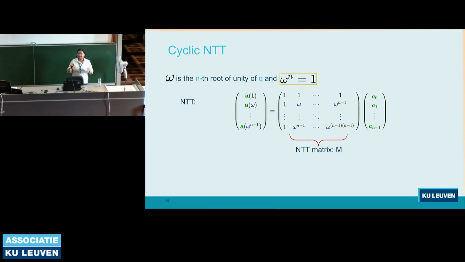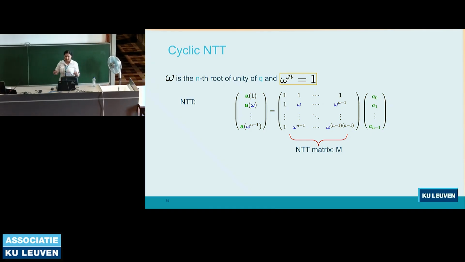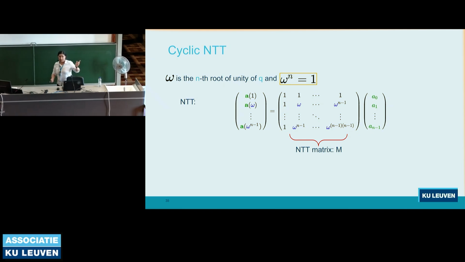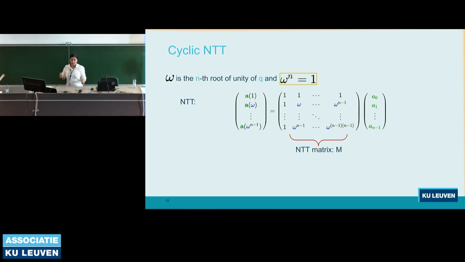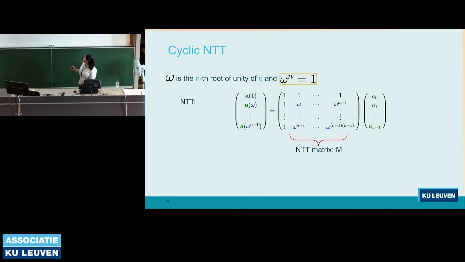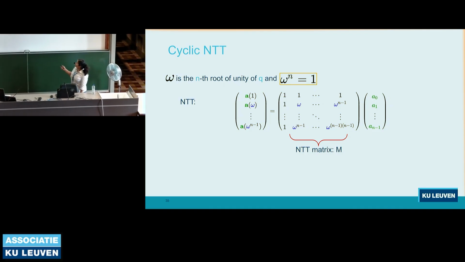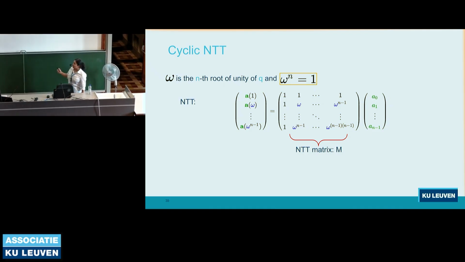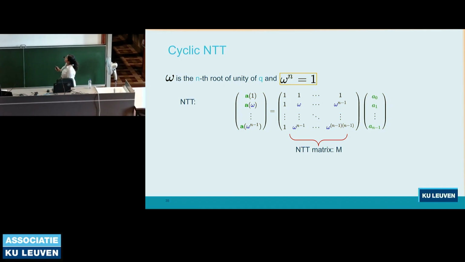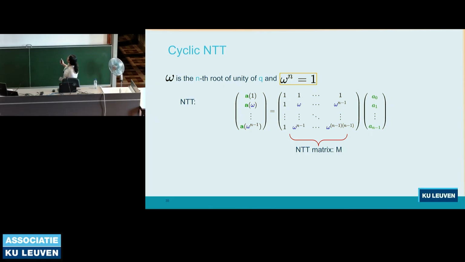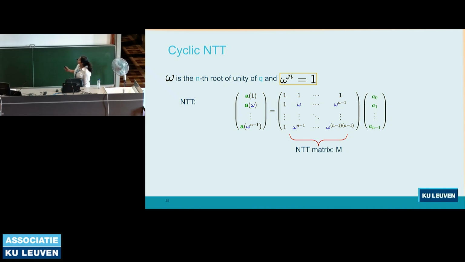Anyway, if we have some parameters that satisfy this, for example Kyber parameters, because their Q was prime, 3329, and N was 256, then it satisfies. So for that, we can actually do this number theoretic transformation. For that, we have to multiply this matrix, which is generated by using this primitive root element, with our polynomial coefficients. And we finally get these elements.